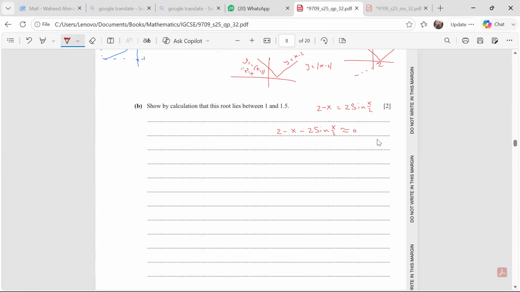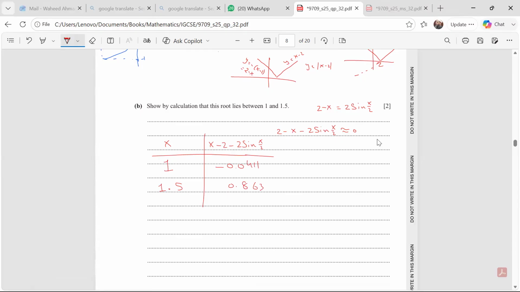But if I try to calculate these values for x, here x minus 2 sine x by 2. If I substitute x equal to 1, the value of this expression comes out to be negative 0.0411. And if I substitute 1.5, then I get 0.863.